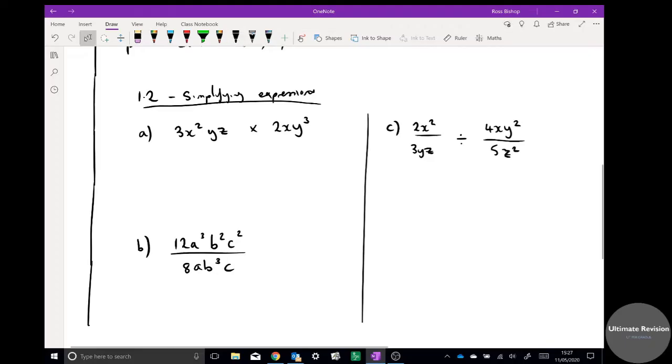Okay, so you might want to pause the video at this stage and have a go at some of these. These are just examples to have a go at, and then I'm going to run through them now.